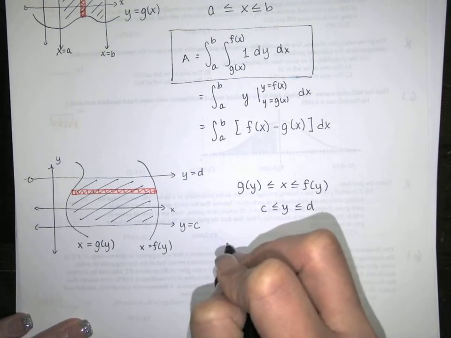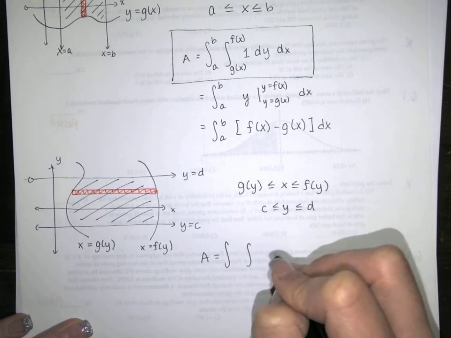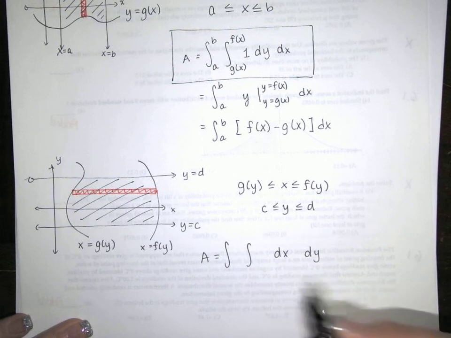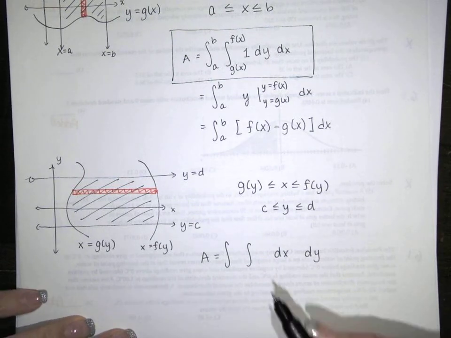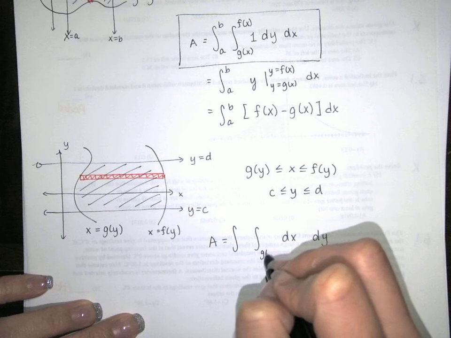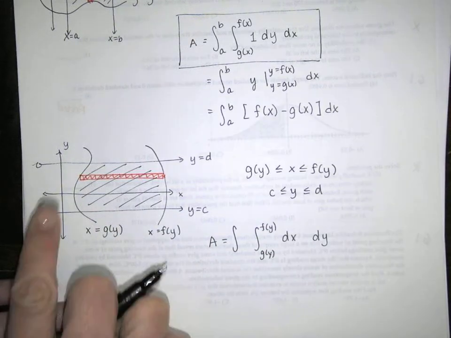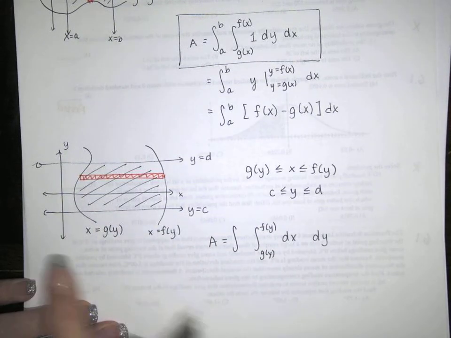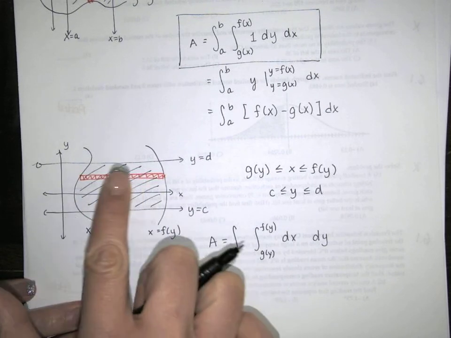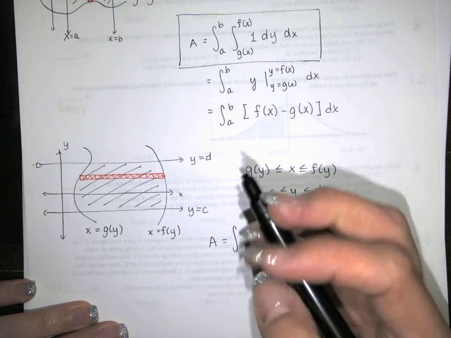So in that case, we would represent area this way. Since x goes from a function to a function, we integrate with respect to x first. And we go from the bottom function to the top function. Or, looking at this picture, from the left function to the right function. Smaller y values to smaller x values, to larger x values. And y is going from a constant to a constant over here.